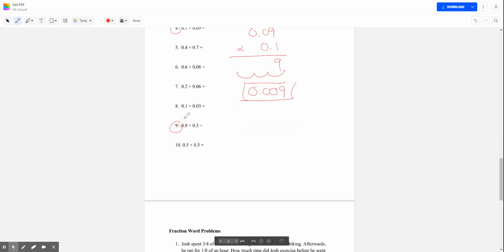Let's try number 9. 0.9 times 0.3. 9 times 3 is 27. There's 1 number and 1 number after the decimal point. 1 plus 1 is 2, so we're going to move the decimal point twice. So you get 0.27.